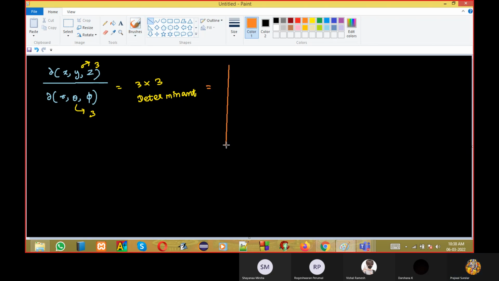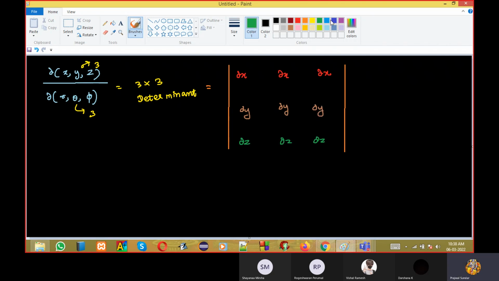You write a big determinant like this, and numerator you will fill with rows. X you have, write dou x. Then here you fill dou y. Here you fill dou z. Now this r you fill as column, dou r. This theta you fill as the second column, dou theta. And this phi you will fill like this, dou phi. That's it. You have to evaluate this determinant.